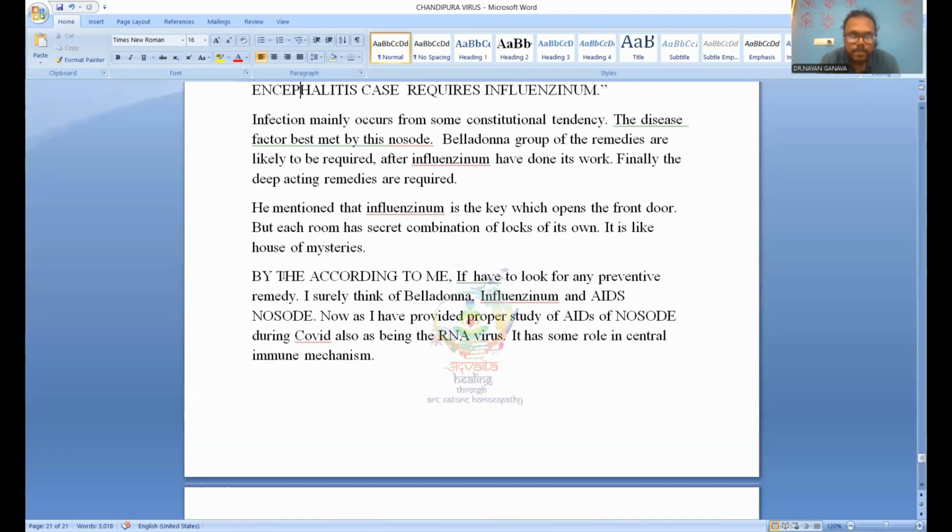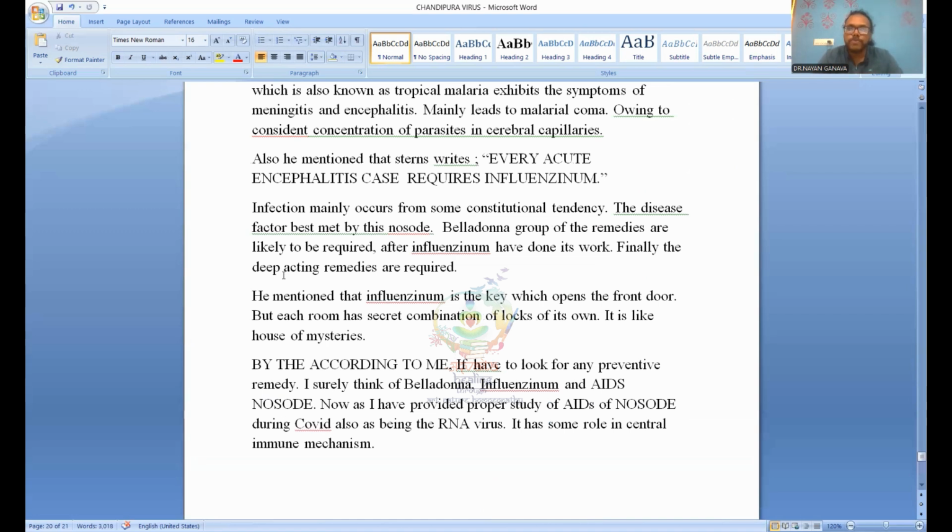Infection mainly occurs from some constitutional tendency. Okay, so it is your constitutional tendency that gives the infection away. The disease factor is met by this nosode, belladonna group of remedies likely to be required after influenzinum has done its work. Finally, the deep acting remedies are required.